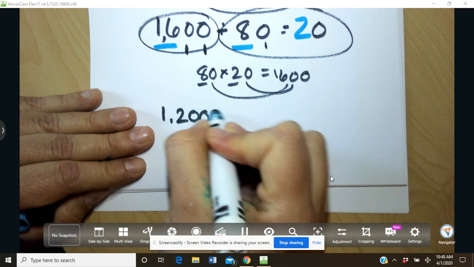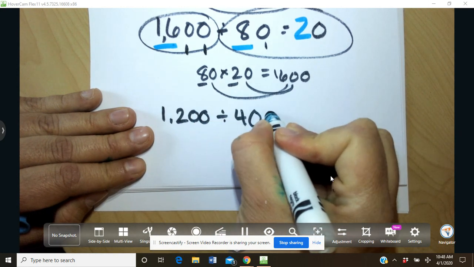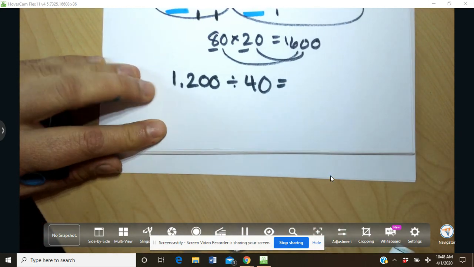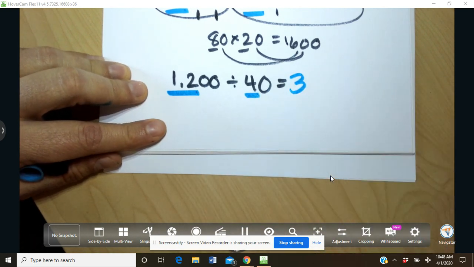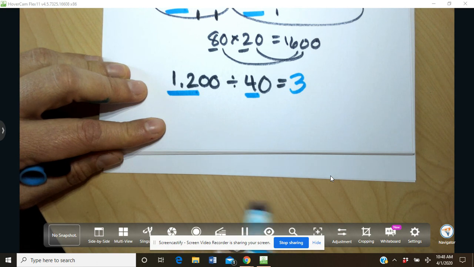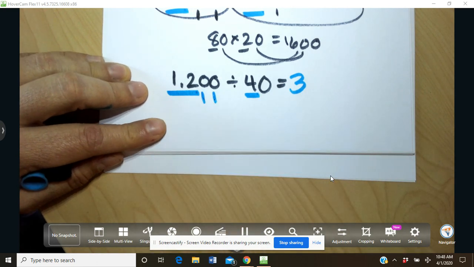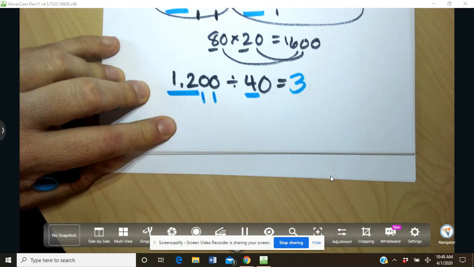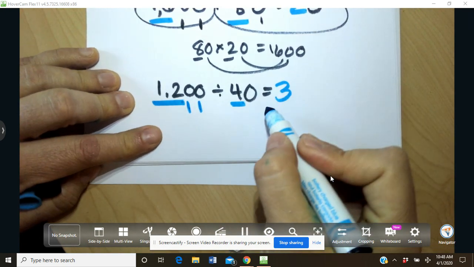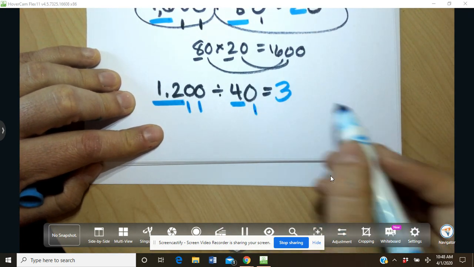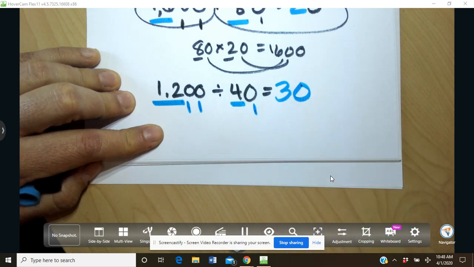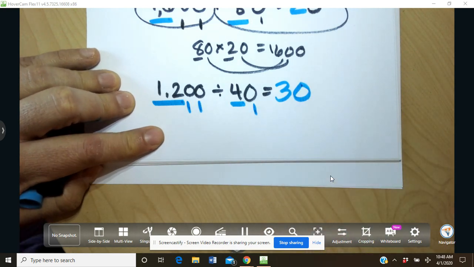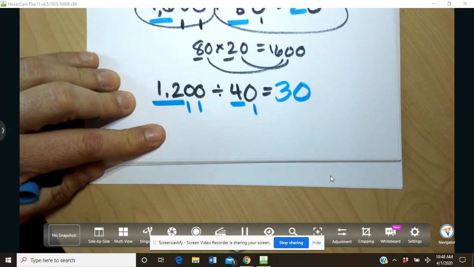1,200 divided by 40. Let's use our basic fact. 12 divided by 4 equals 3 to help us. Now, we have 2 zeros in our large number in the dividend, which means they came from the 2 smaller numbers. There's only 1 here, but we need 2, so the other one must have come from here. 1,200 divided by 40 equals 30.